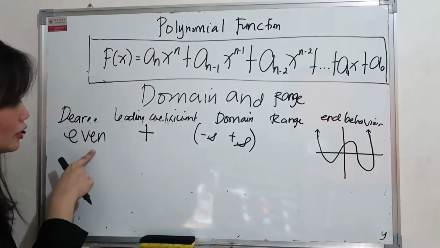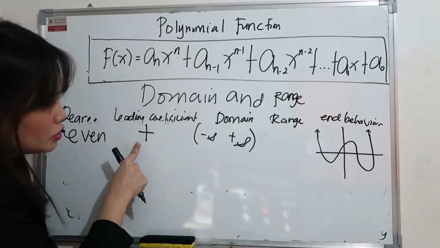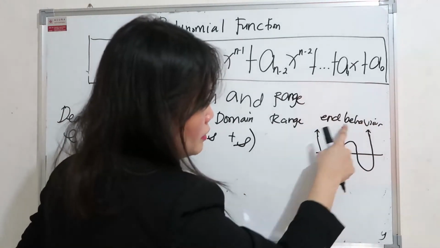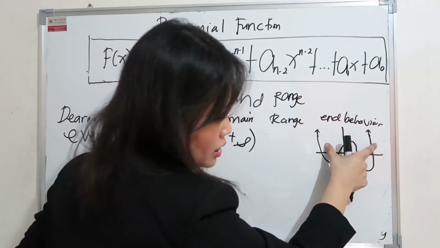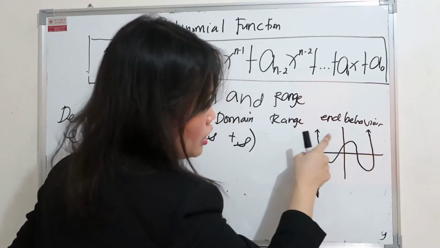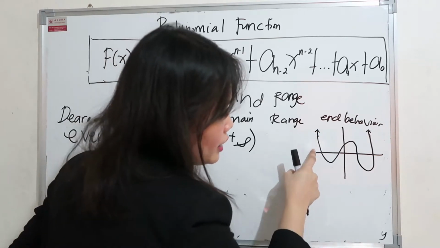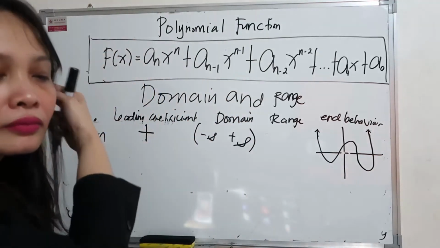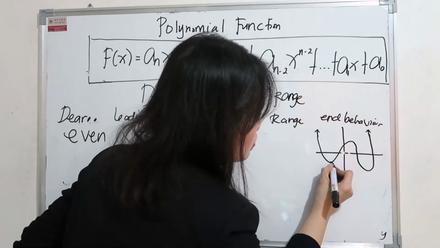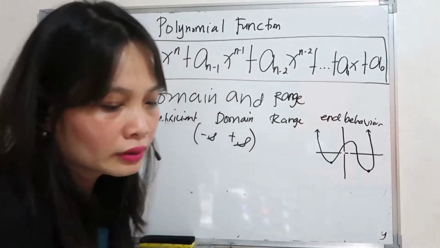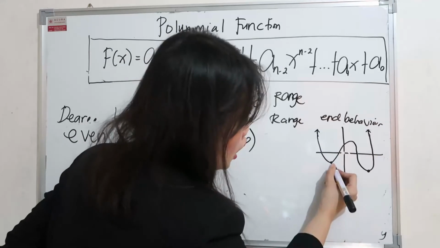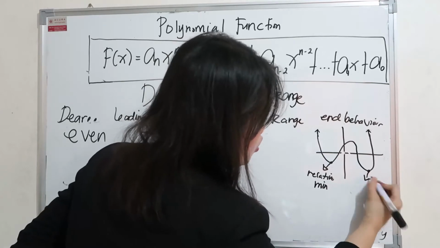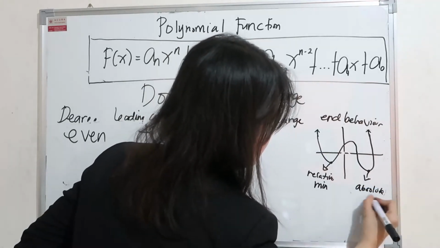If the degree is even and then the leading coefficient is positive, the domain is the set of real numbers, and your end behavior will be both up. So the starting point will be the second quadrant and then the ending point will be on the first quadrant. Now, what have you noticed? There are two minimum values. So we call this one relative minimum and this one absolute minimum.